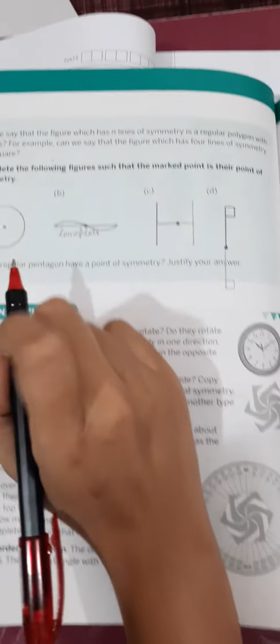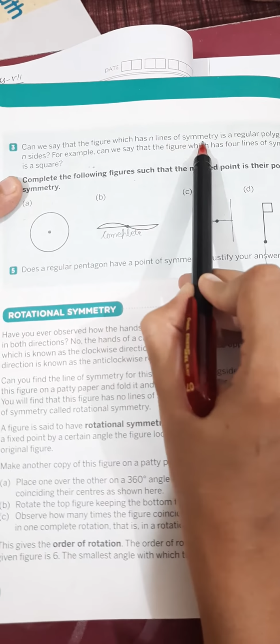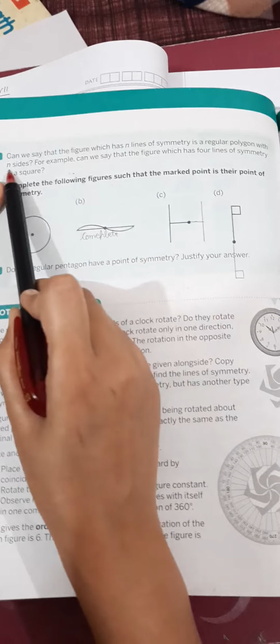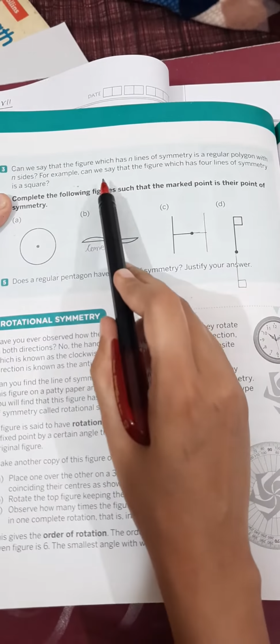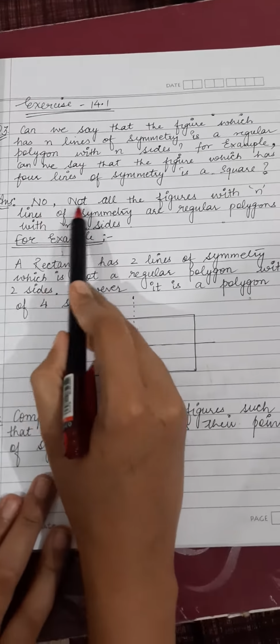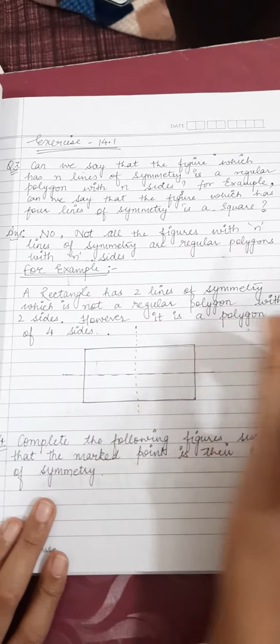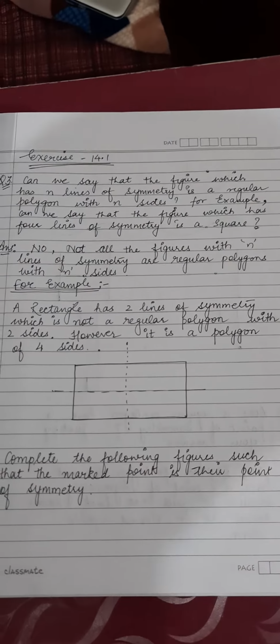In this question number 3, it states, can we say that the figure which has n lines of symmetry is a regular polygon with n sides? For example, can we say that the figure which has 4 lines of symmetry is a square? Now let us see the answer. Answer is no. Not all the figures with n lines of symmetry are regular polygons. For example, just I showed you this.